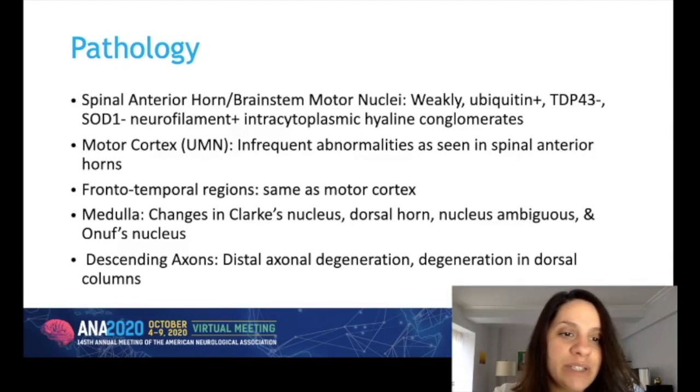In the medulla, you can see changes in the Clark's nucleus, dorsal horn, nucleus ambiguus, and Onuf's nucleus. There will also be some axonal degeneration in the descending axons.